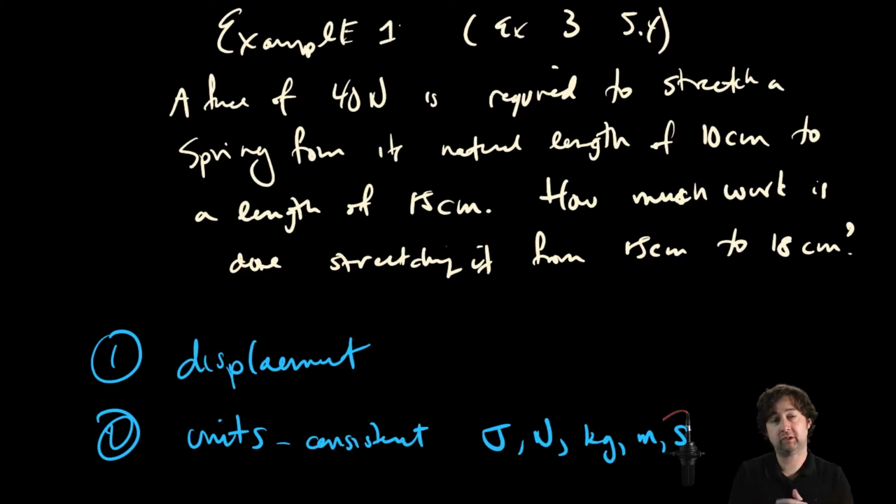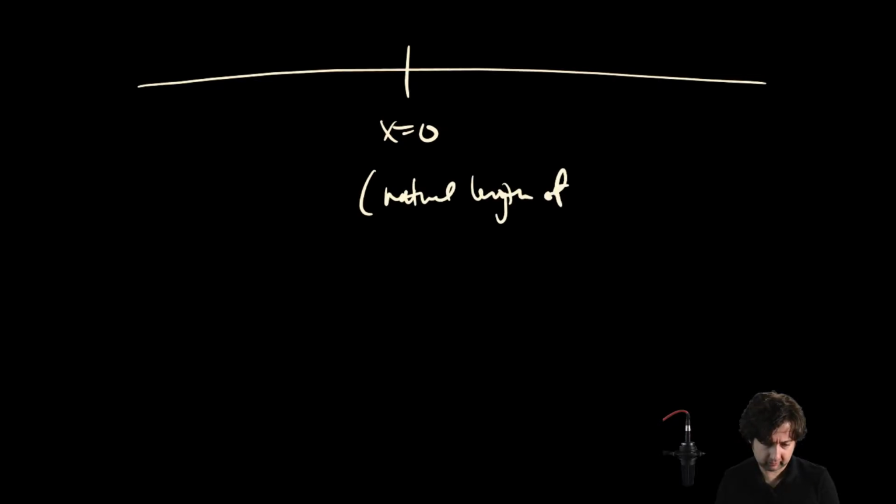And then it tells us the force that it took to do that. Of course, I'm not going to be able to use these numbers in combination with each other because the force unit is newtons and the distance unit is centimeters. So the centimeters are going to have to be converted into meters in order for this to make any sense. So what I'm going to do is I'm going to rewrite the problem in terms of displacement and meters. So the original setup for the problem looks like this. X is equal to 0, which really corresponds to a natural length of 10 centimeters, but we're going to call it 0 meters.